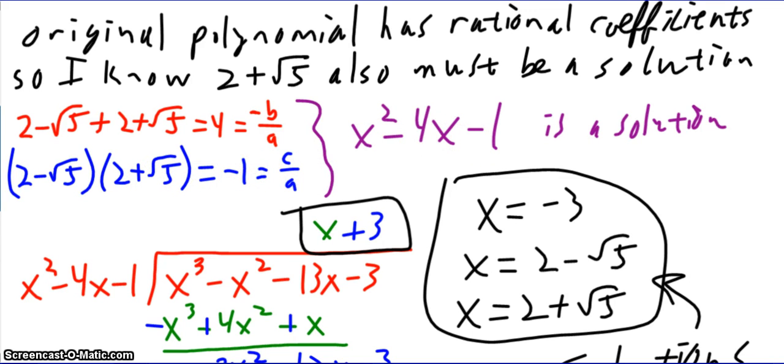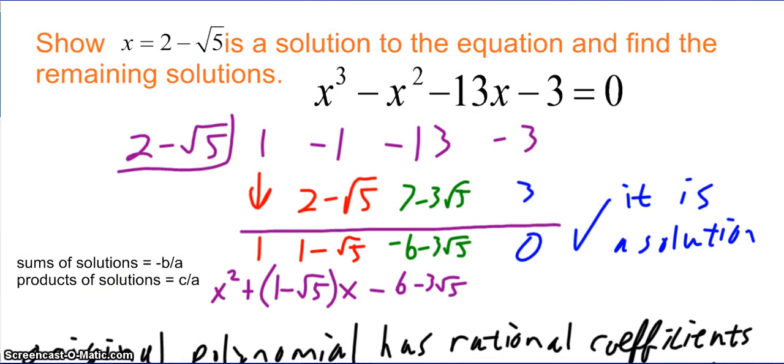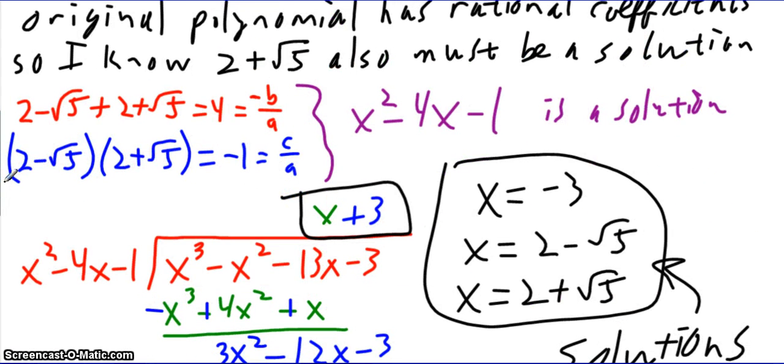Now I also know that a has to be positive 1 because in the original polynomial, the leading coefficient is 1. Therefore, all of the factors of it also have to have a leading coefficient of 1. So I know x squared minus 4x minus 1 is a factor. This is the product of x minus 2 minus root 5 times x minus 2 plus root 5. So another way in which I could have gotten this is to multiply those out.